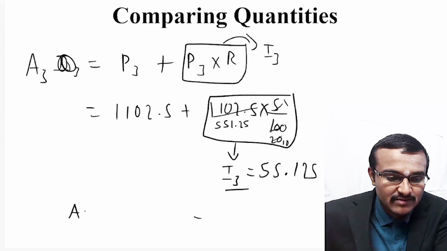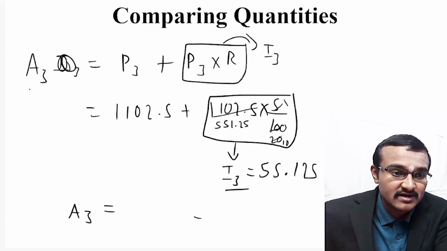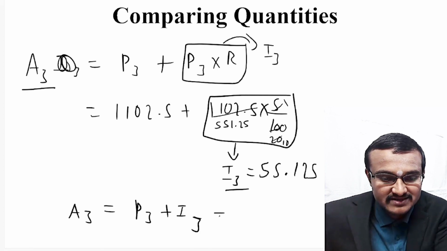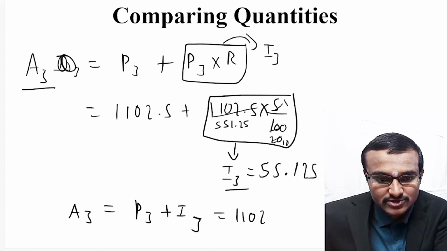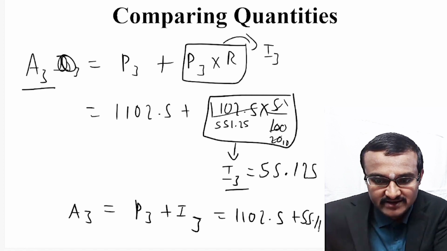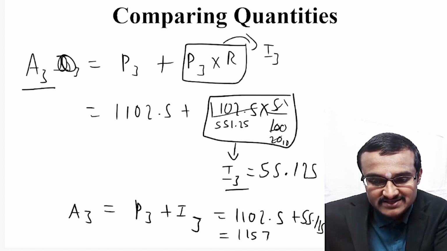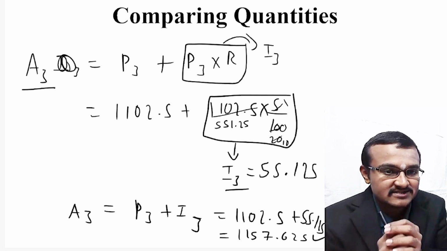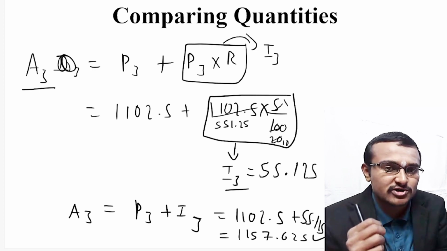So your total amount after your third year, A3, will be equal to P3 plus I3. What is P3? P3 is 1102.5, plus I3, which is 55.125. When you add this, you will get around 1157.625. So this is how you should go on doing.